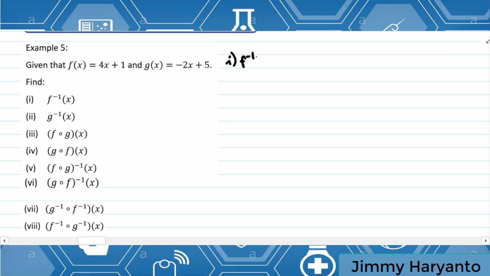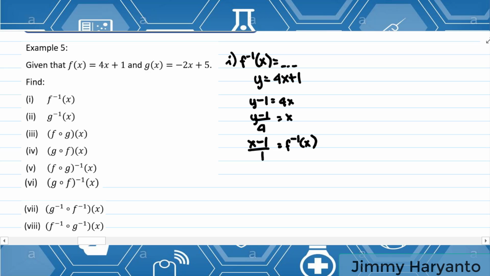So f inverse will be, okay, let's do y equals 4x plus 1. This is the f(x). And then y minus 1 equals 4x, and then x will be y minus 1 over 4, and then change the f into f inverse, change the y into the x. It's just like the previous questions. So we have f inverse equals x minus 1 over 4. Okay, that is for f inverse.